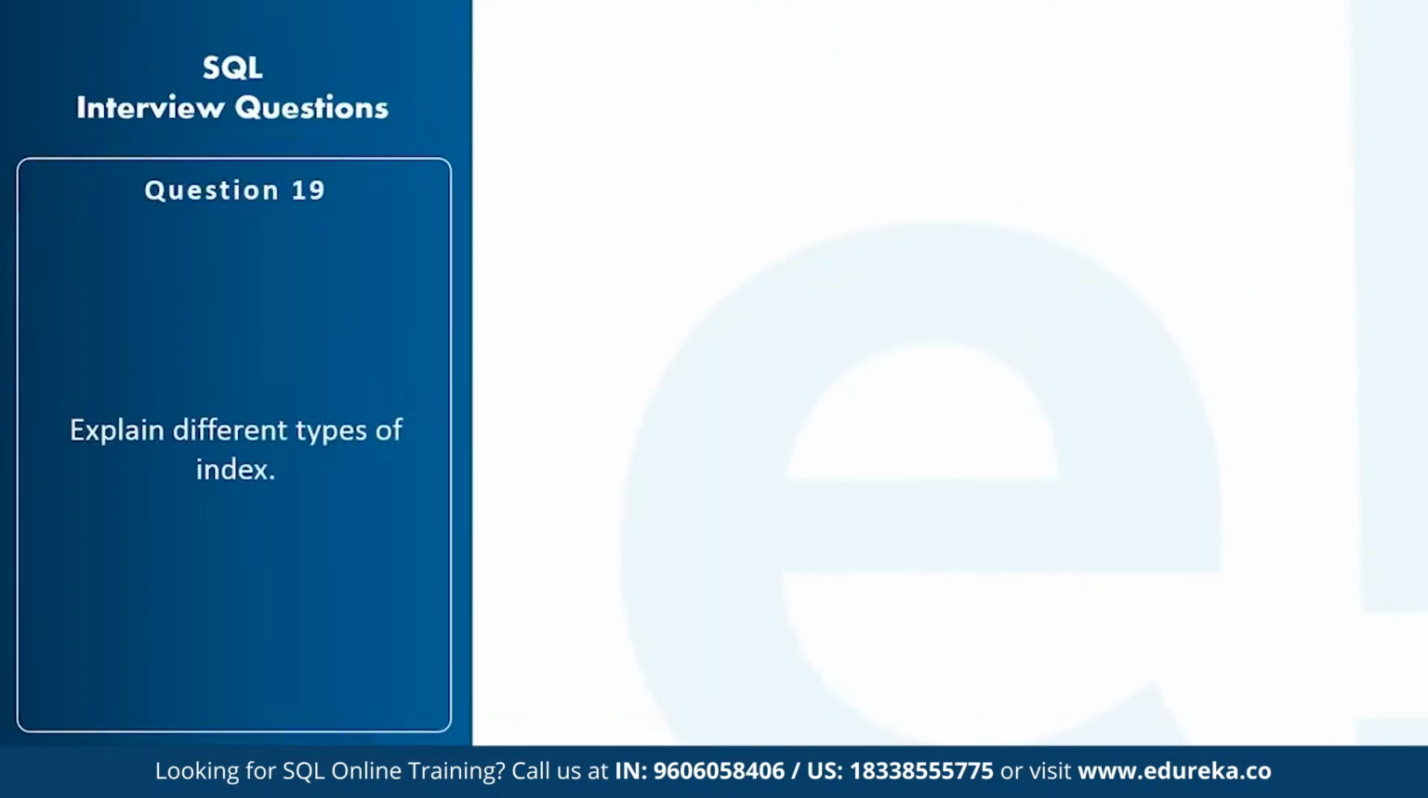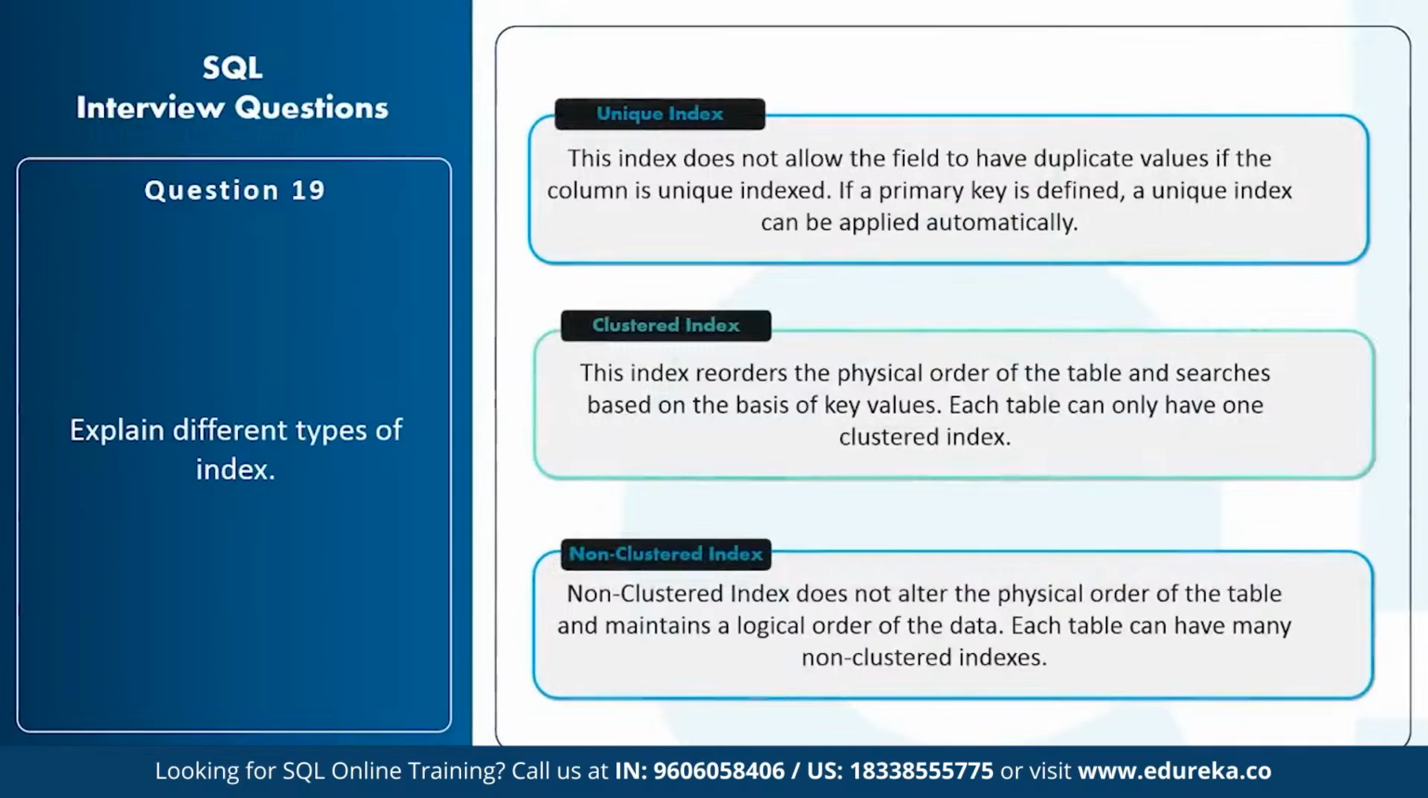Now let's move forward to the different types of indexes. I've already explained two types of indexes, that is the clustered and the non-clustered index. But let's understand both of them again, along with an additional index, that is the unique index. So mainly there are three types of indexes used: the unique index, the clustered index, and the non-clustered index. The unique index does not allow the field to have duplicate values if the column is unique indexed. If a primary key is defined, a unique index can be applied automatically. So the unique index is mainly used when you do not want any duplicate values to be present in the column. The clustered index reorders the physical order of the table and searches based on key values. Each table can have only one clustered index.